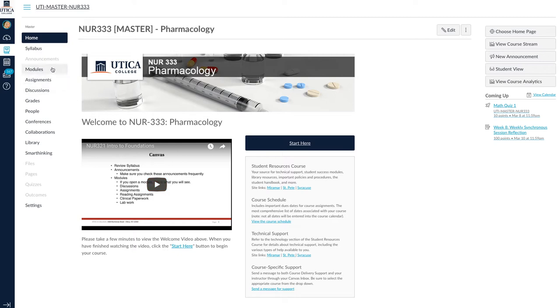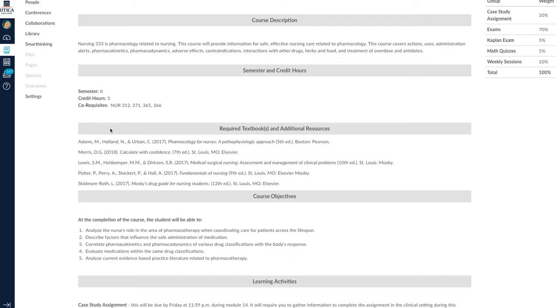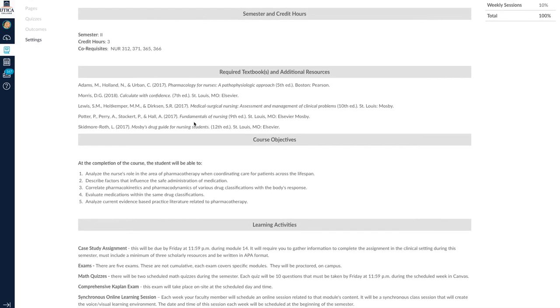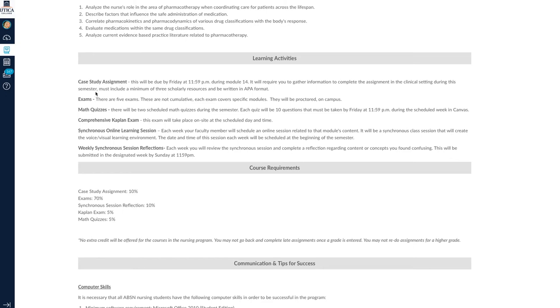I would encourage you to take the time at the beginning to make sure you're going through and looking at all of this stuff, including starting with the syllabus. So when you start with the syllabus, this course is set up very similar to 332. You have your course books. The difference is going to be your Adams textbook, which is your pharmacology book. And then you're going to go through your objectives, your assignments. You're going to have your case study assignment, your exams.